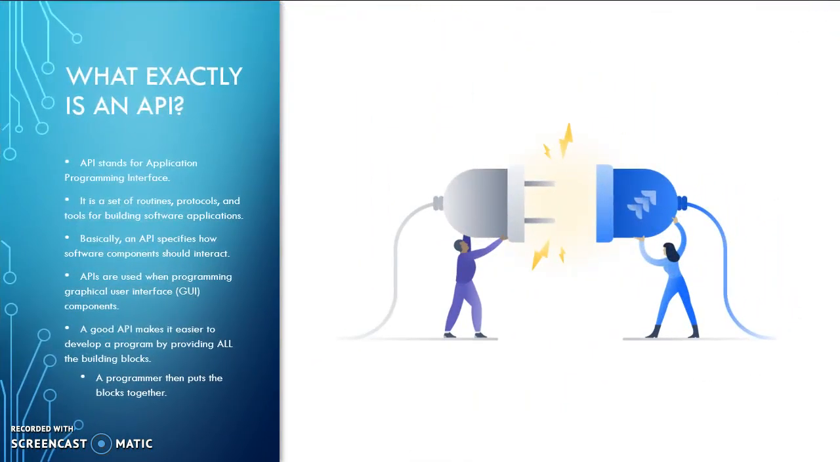API stands for Application Programming Interface. It is a set of routines, protocols, and tools for building software applications. Basically, an API specifies how software components should interact. They're used when programming graphical user interface components. A good API makes it easier to develop a program by providing all the building blocks. A programmer then puts the blocks together.